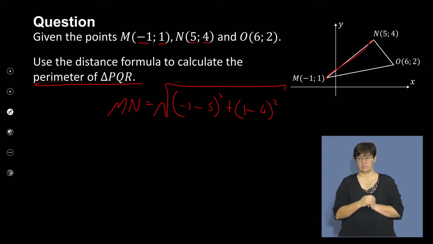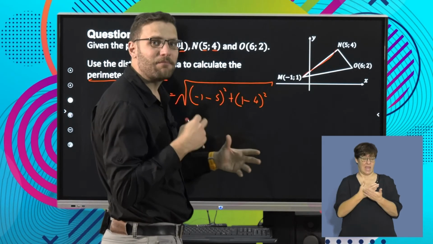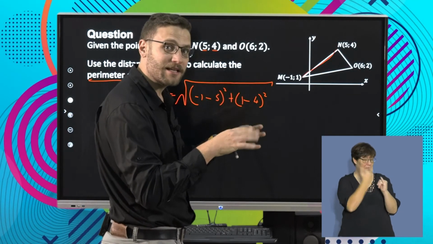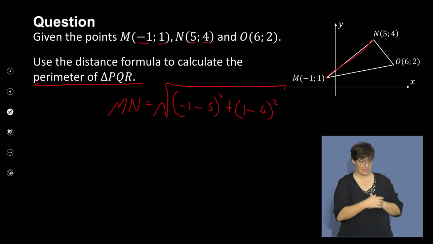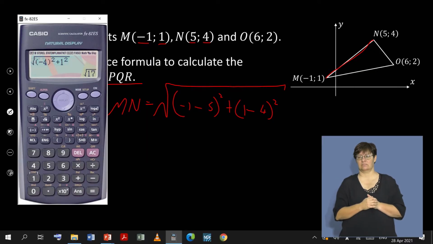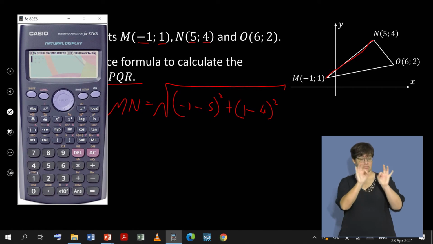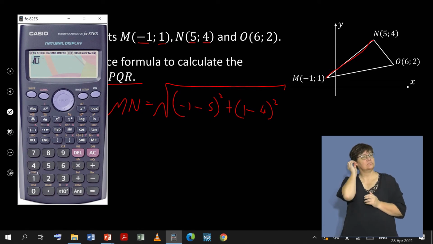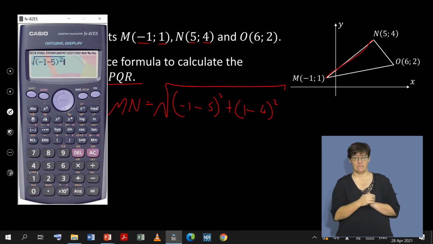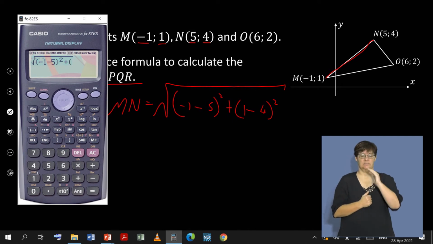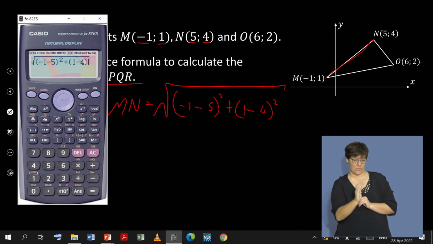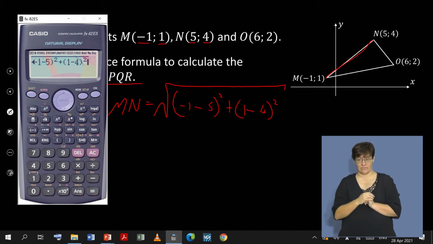And again, I could try and do this in my head, but there's so much room for careless mistakes there, so rather just take out your calculator, put it into the calculator, and let's make sure that we get this right. So if I put this into my calculator, minus 1 minus 5 all squared, then I'm going to add, I'm going to open my second bracket, and I'm going to go 1 minus 4 all squared, and I'm going to press equals, and the answer that I get is 3 times the square root of 5.